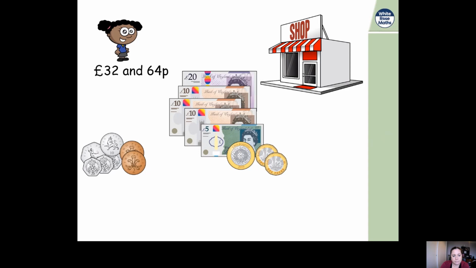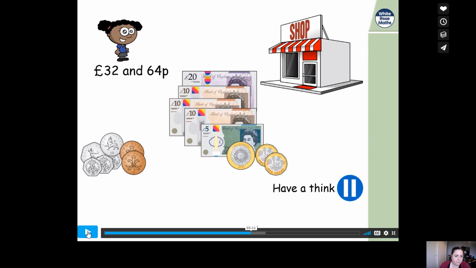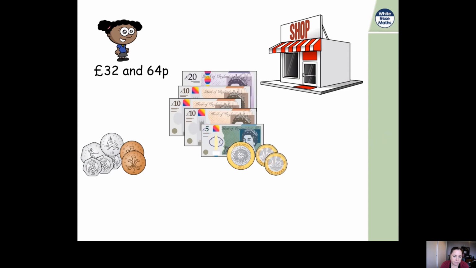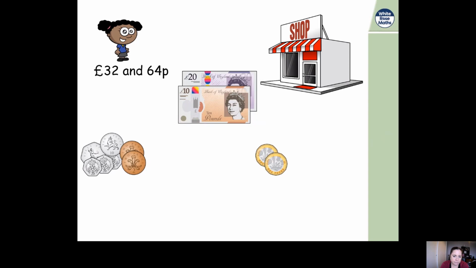Let's think about the £32 first. How could she make that? Pause the video to have a think. I'll let you have a couple of minutes thinking time. That's right. She could use the 3 £10 notes and the £2 coin. That would be £32. Or she could use a £20 note and a £10 note and 2 £1 coins. That's another way to make £32. Are there any other ways to make £32?